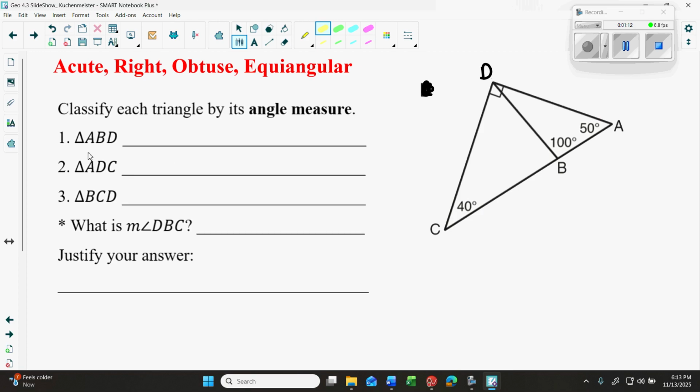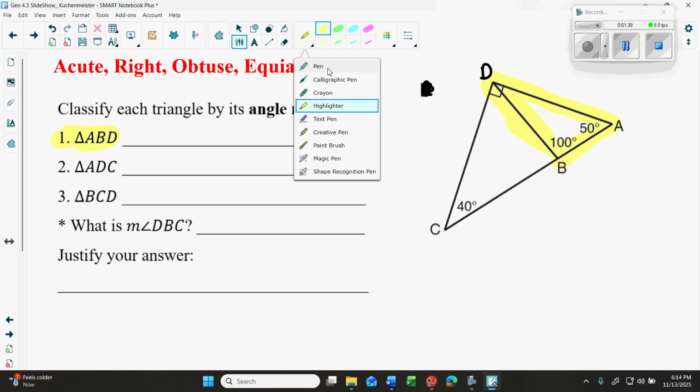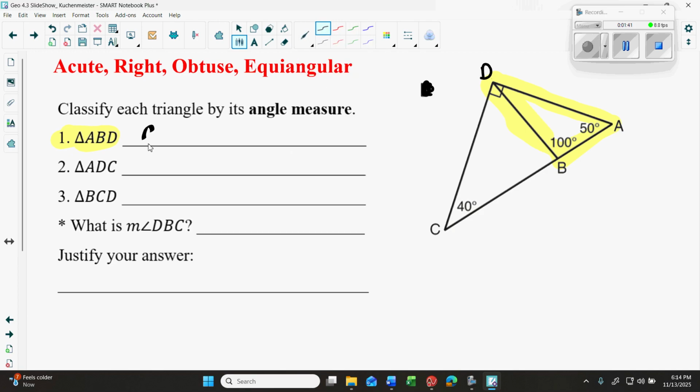We're going to start off with triangle ABD. Triangle ABD is this triangle here. A friendly reminder: one way we can classify triangles is by their angles. Here I have an angle that's 50 degrees and an angle that's 100 degrees, and we'll talk about how to find that third angle later. But the fact is, I have an angle that's over 90 degrees and less than 180. That's an obtuse angle, so triangle ABD is an obtuse triangle.